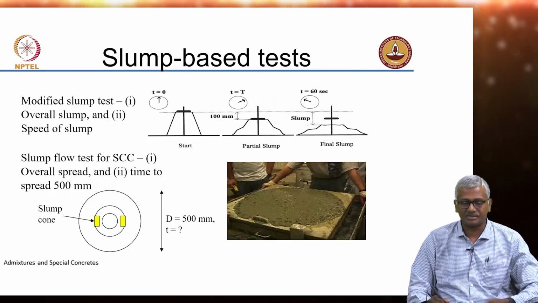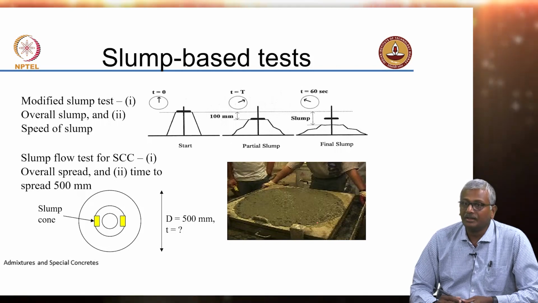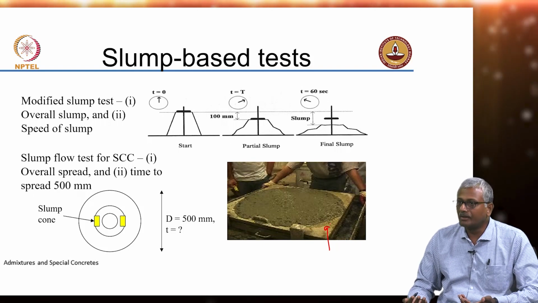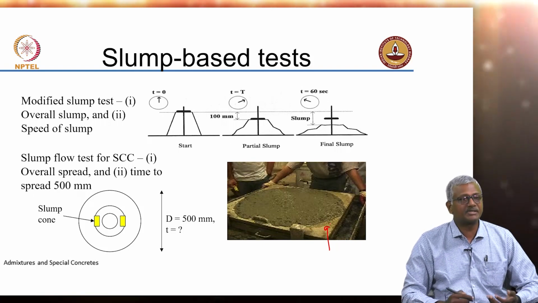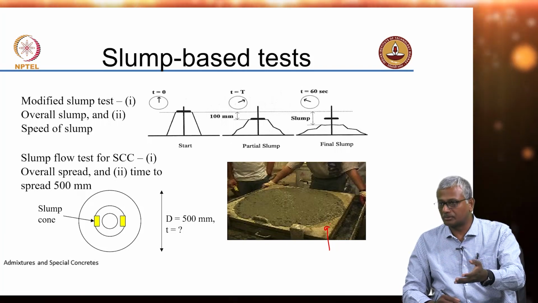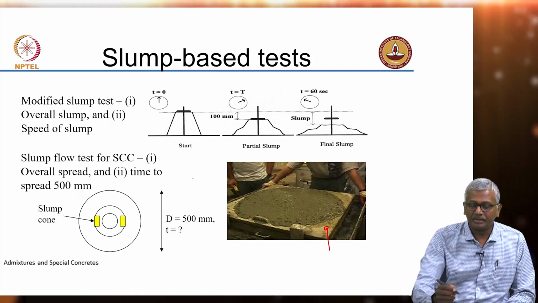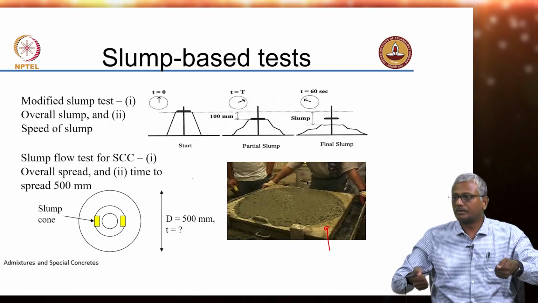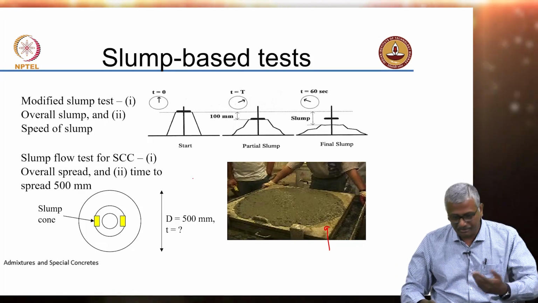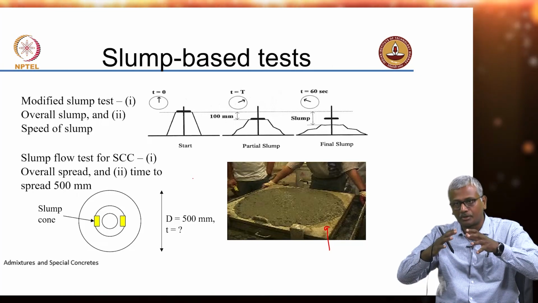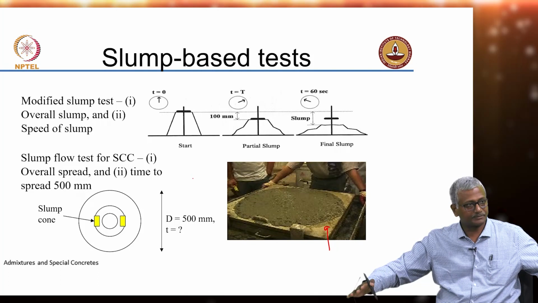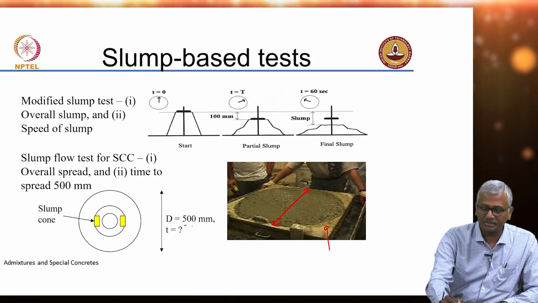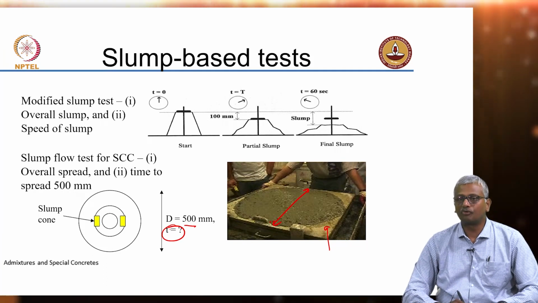Okay, let's look at some of these tests. You have slump-based tests which can be done for self-compacting concrete, like the slump flow test. Here, the slump cone is the same, or sometimes in Europe, for instance, they also adopt a modified, truncated slump cone. Instead of a 30 centimeter height, it can have a truncation at 15 centimeters. A smaller slump cone also sometimes is used for the flow test. But nevertheless, it's almost the same in terms of the entire volume of the concrete subsiding and flowing out. So you can measure the total diameter of the flow. You can also measure the time taken for a flow of 500 millimeters.